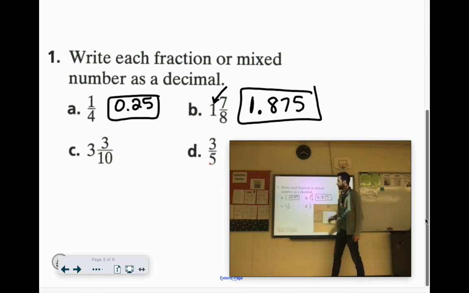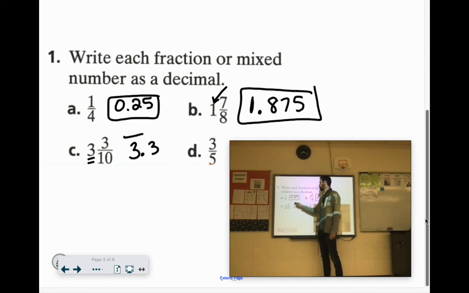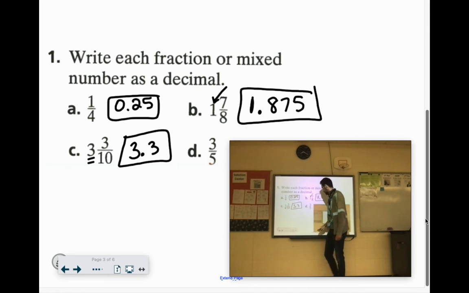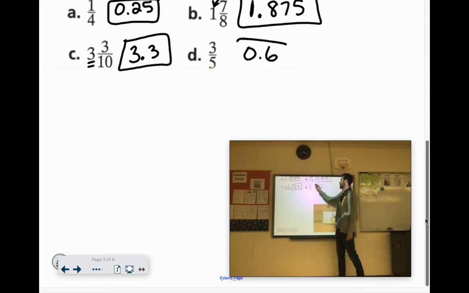3 and 3/10. Well, 3/10, think of that as a decimal when you had to remember the columns of decimals. Tenths is the first one, so it'd be 0.3. And then you have the big boy 3 in the front, so it'd be 3.3. And then if you do 3 divided by 5 in your calculator, it'll tell you 0.6. Not bad.